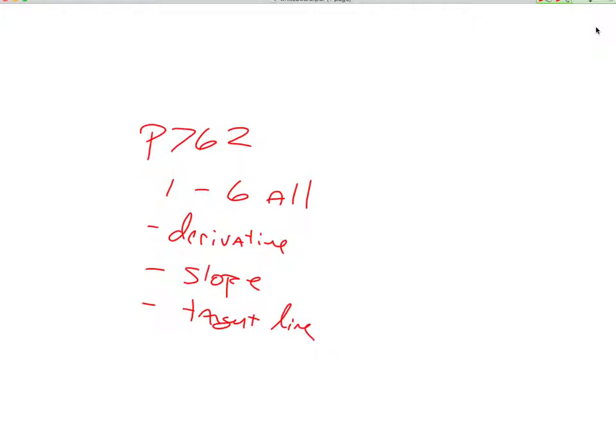Okay, I want the derivative, I want the slope, and I want the tangent line on all 3 of those. Now, there are 2 points listed for each one. Just give it to me for the first point. You do not need to give it to me for both. Is that the formula? Yes.